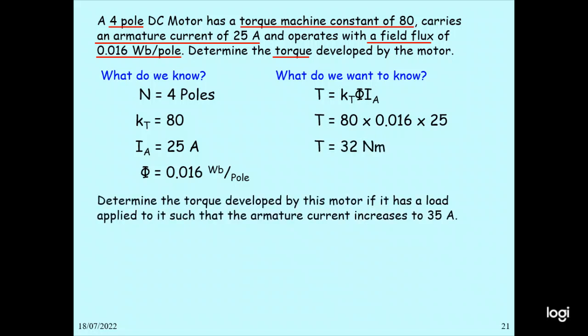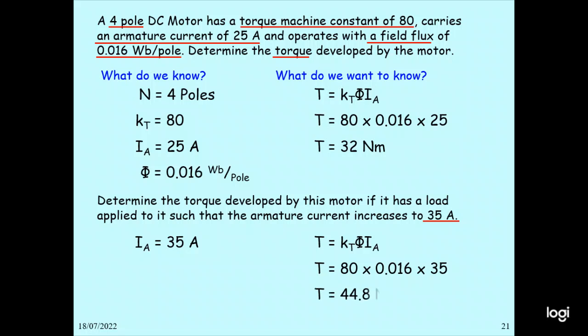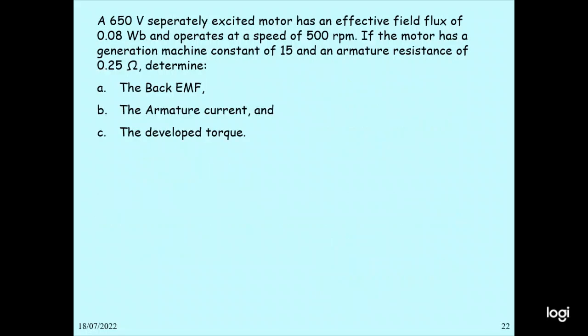Determine the torque developed by the motor if a load is applied such that the armature current increases to 35 ampere. So with Ia equal to 35 ampere, T equals Kt φ Ia, so 80 times 0.016 times 35, you get 44.8 Newton meter.